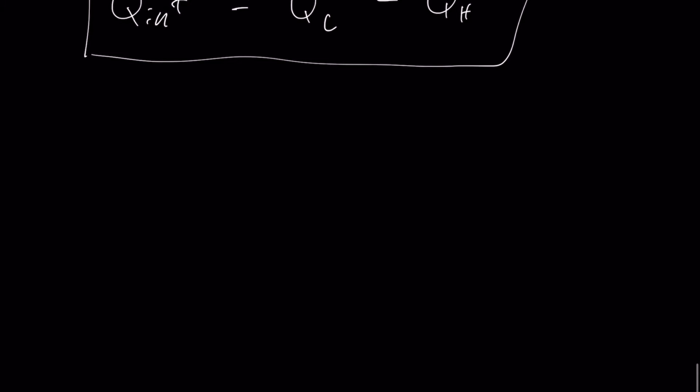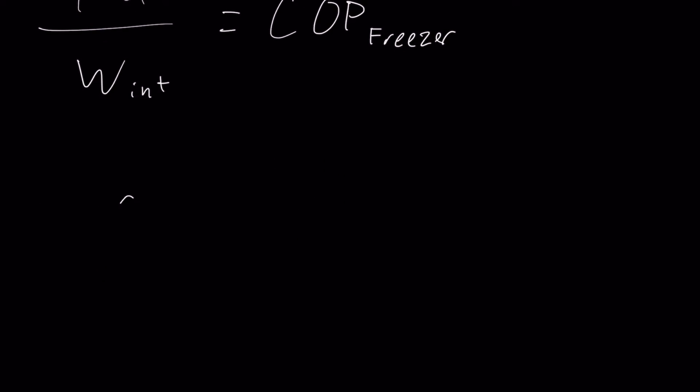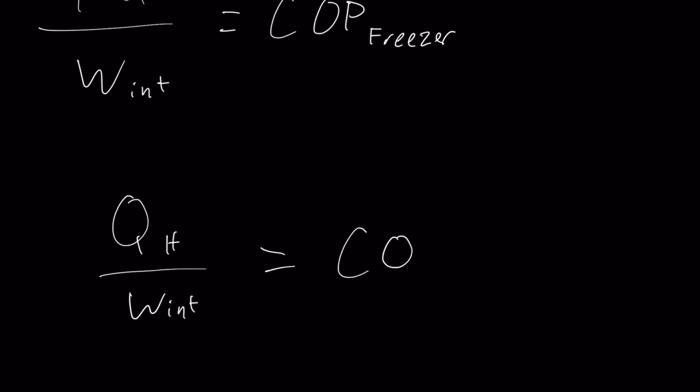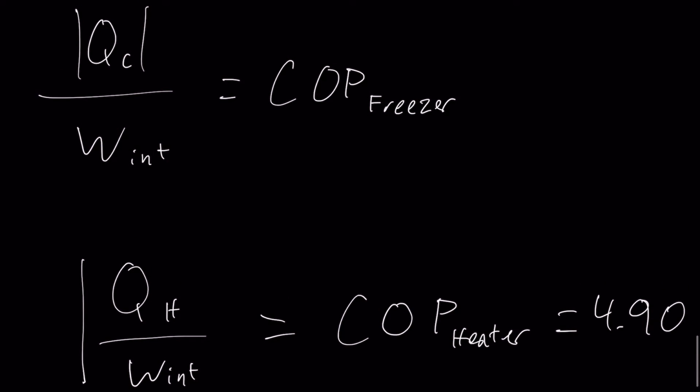So, remember, we want to find what Q cold over the work internal equals, because that's going to be our coefficient of performance for the freezer. We want to know what this equals. And we know what this equals. We know the coefficient of performance for the heater. Well, that equals 4.90. We know that. So how can we transform this equation into this equation?